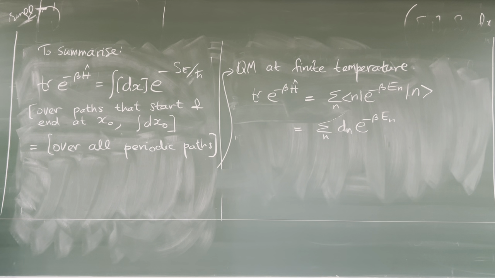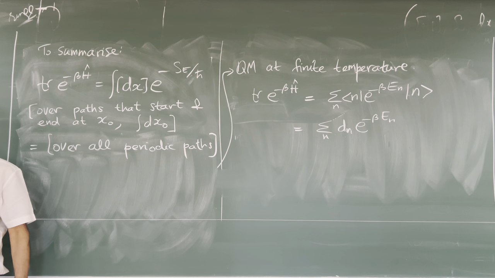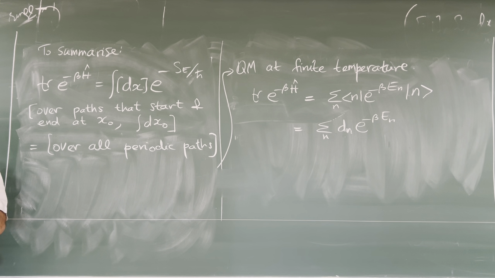Simpler way to put it in words. If I sum something over all periodic paths, it means I must fix a starting point, then do the path integral over all paths which start there and end there, and then integrate over that starting point. That's all periodic paths. Yes?